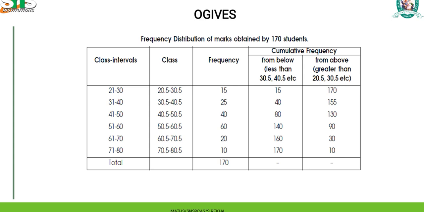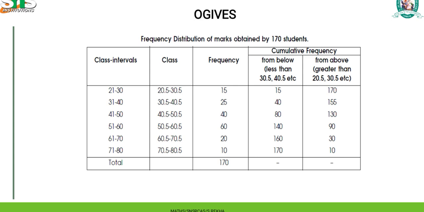If it is a less than ogive, you have to write the first value as 15, and next you add in cumulative form. You add 15 with 25, so 15 plus 25 gives 40. Again you add 40 with the frequency 40. 40 plus 40 is 80, and again you add 80 with 60. So 80 plus 60 you get 140. Again 140 plus 20 you get 160. Then 160 plus 10 you get 170, and you get the less than cumulative frequency.